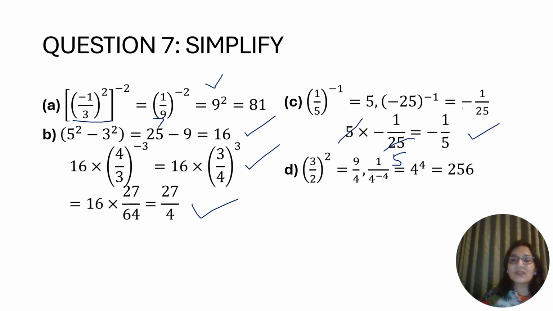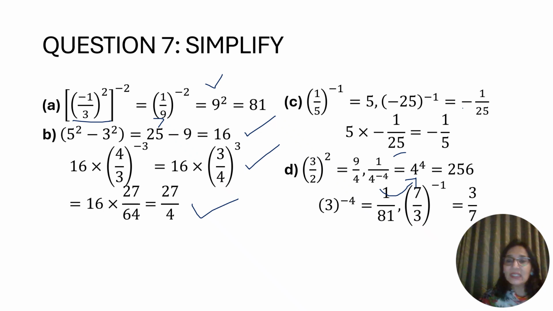Let's understand question number D. 3 upon 2 squared is equal to 9 upon 4. Likewise, 1 upon 4 to the power minus 4, again it is reciprocated, so 4 to the power 4 will give you 256. Further, 3 to the power minus 4 is what? 1 upon 81. 7 upon 3 to the power minus 1 is 3 upon 7.